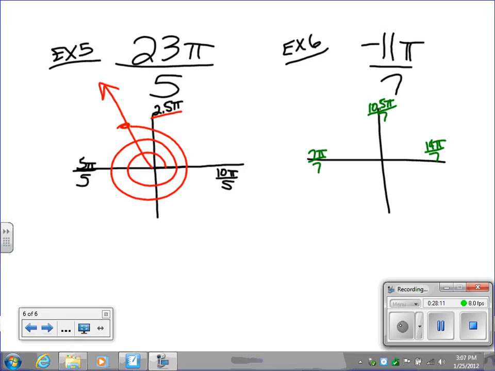Yes, ma'am. How did I get to 10.5? I know that half of 7 is 3.5. So I took 7 plus 3.5, which is 10.5. That's how I got it. Okay? And yeah, I know it's a decimal within a fraction and it's weird. But I have to think what's half of 7. Okay? All right.